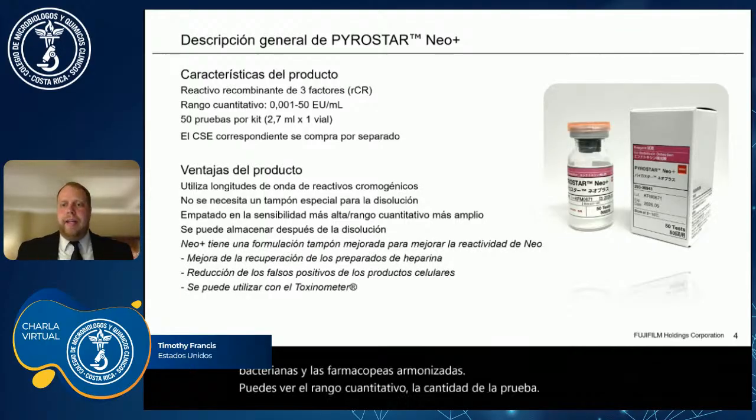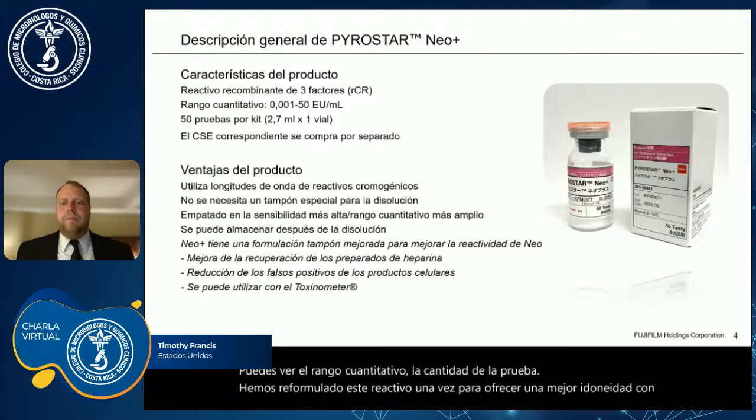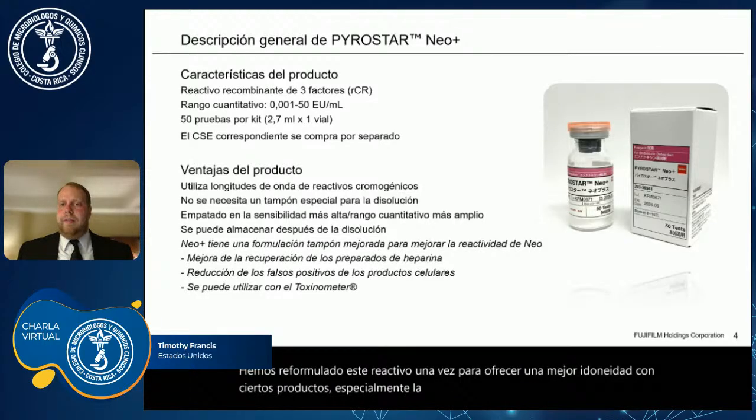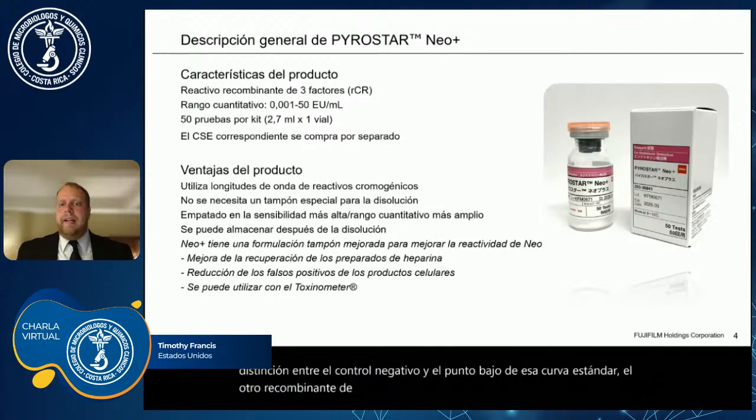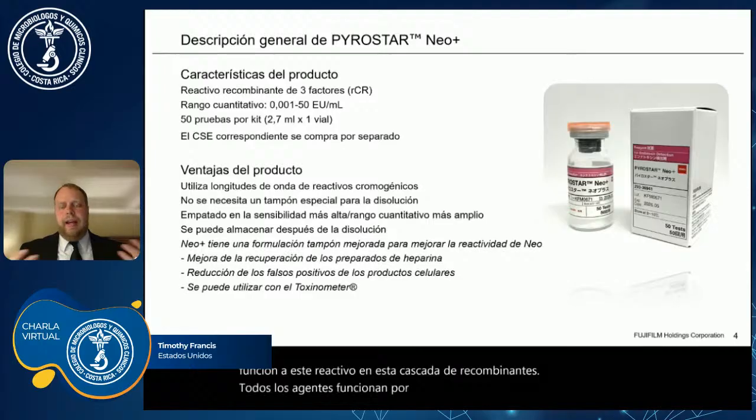We've reformulated this reagent once to provide better suitability with certain products, especially heparin, as well as a better distinction between the negative control and the low point of the standard curve. The other 3-factor recombinant reagents are very similar in form and function to this reagent as well. And these recombinant cascade reagents all work by the kinetic chromogenic technique, just as kinetic chromogenic LAL reagent.